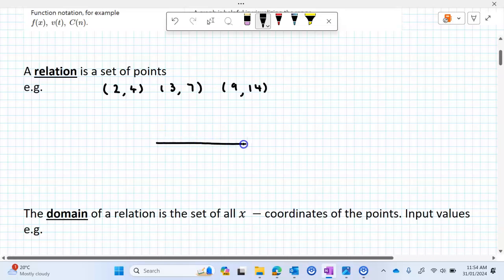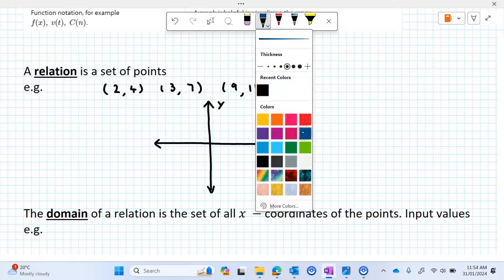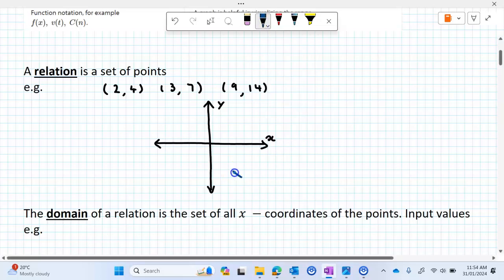Now a relation also could have an infinite number of points. So if I was to draw a graph, here's my Cartesian plane, and my graph could look something like this. I could start there, go up and loop around, and then it could go off, and it would be an infinite number of points. That's still a relation because it is a set of points. There's just lots of points, or an infinite number really.